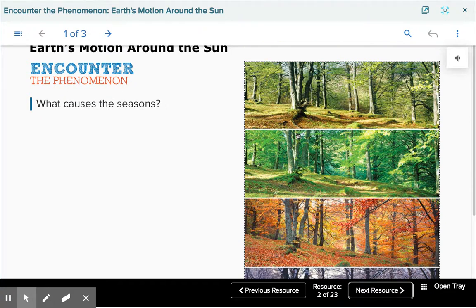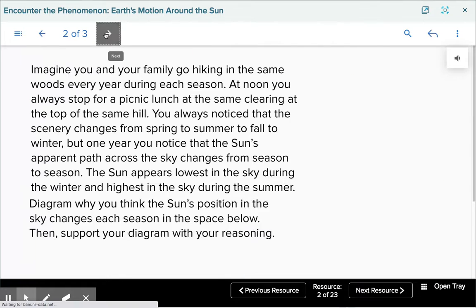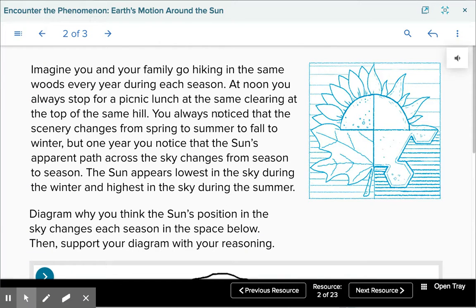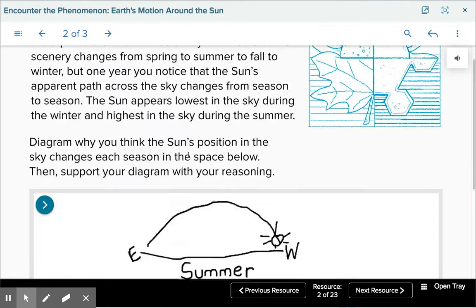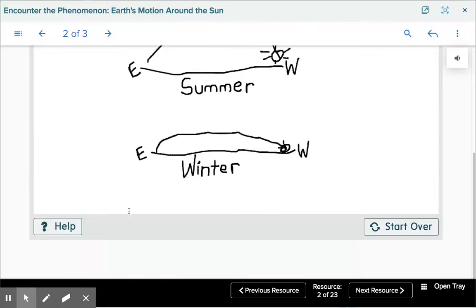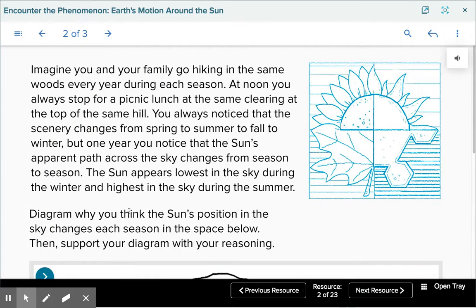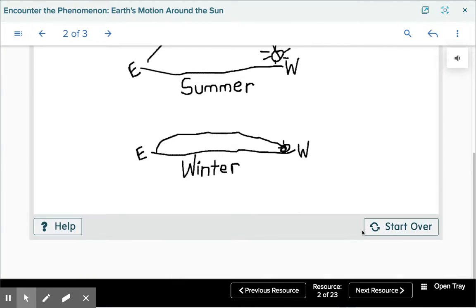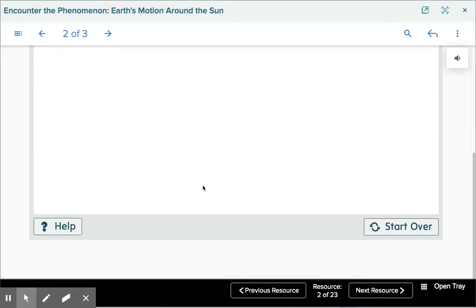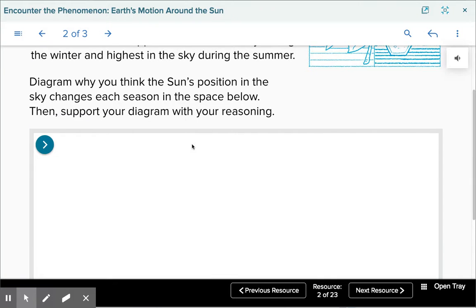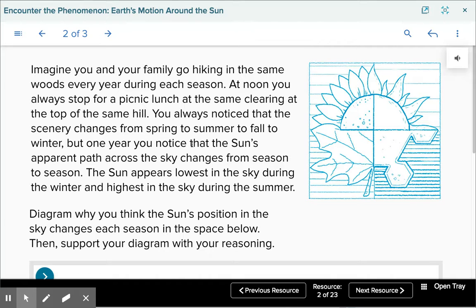Not everyone experiences seasons. So what you want to do is you read through this paragraph, and I don't think I need to read it to you. You can either do it in the workbook. It's on page 7, or you can draw it as I did below, but you read the situation, and it says, when you're done reading it, diagram why you think the sun's position in the sky changes each season, but don't forget to support your diagram with reasoning. So don't forget to do the explaining of your diagram. Those are the 2 assignments that are due today.